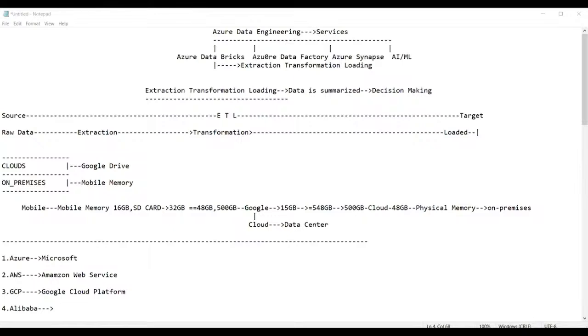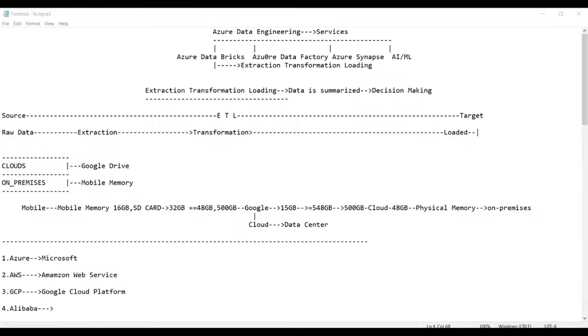Is there any combined batch for both Databricks and Data Factory? See, the Data Factory batch is at 7 a.m. in the morning, which started today itself, and Databricks is at this time. Combined batches means these are two different services, so I teach them differently.